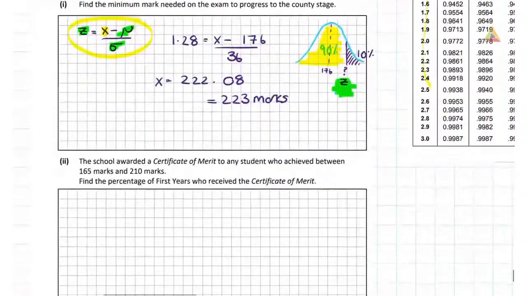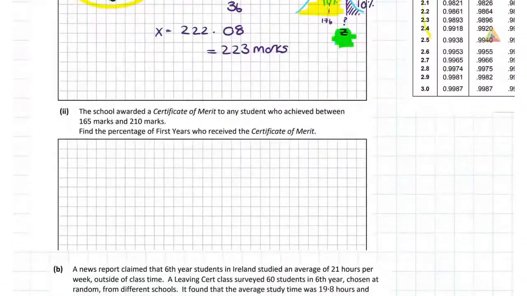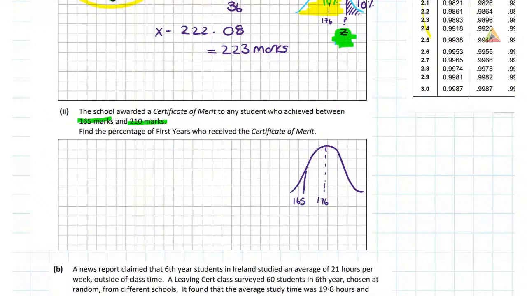Okay. Part 2. The school awarded a certificate of merit to any student who achieved between 165 marks and 210 marks. Find the percentage of first years who received the certificate of merit. So again, I'm just going to draw my normal distribution. I'm going to mark in my 165 and my 210. So remember, your mean was your 176, and that's always in the center. So 165 is somewhere to the left of that, and 210 is somewhere to the right of it.